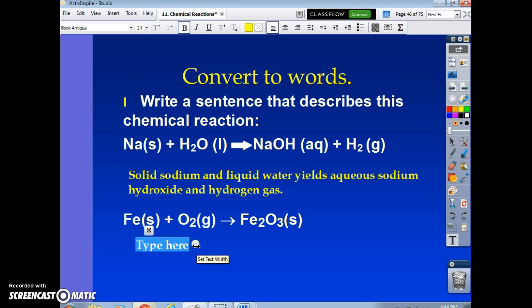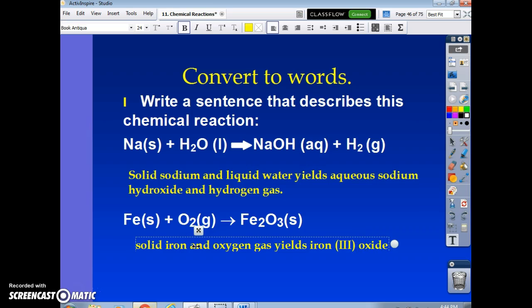Alright, so let's try this one. You should have gotten solid iron and oxygen gas yields, oh my gosh, iron, don't forget the charge. The charge here is 3 oxide. Oh, but I forgot something. It needs to say yields solid iron 3 oxide.